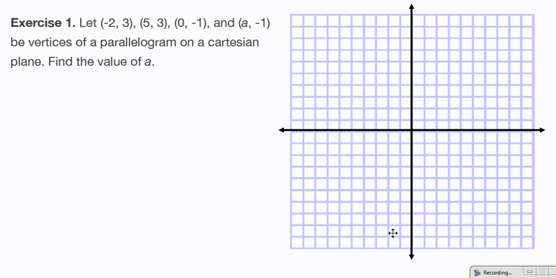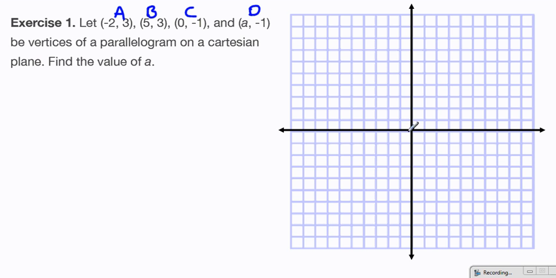All right, so let us try to look at this question together. Here we have these 4 points given, and we'd like to find the value of A when these 4 points create a parallelogram. Now, in order for us to do that, why don't we try to label each point as maybe point A, B, C, and D.